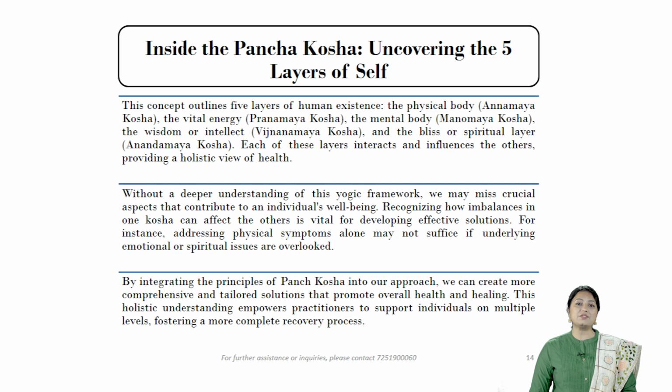To effectively address a disease, it is important to understand the yogic perspective on a healthy body, particularly through the framework of panch kosha. This concept outlines 5 layers of human existence: the physical body, the vital energy body, the mental body, the emotional body, and at last, the bliss body. Each of these layers interacts and influences the others, providing a holistic view of health.